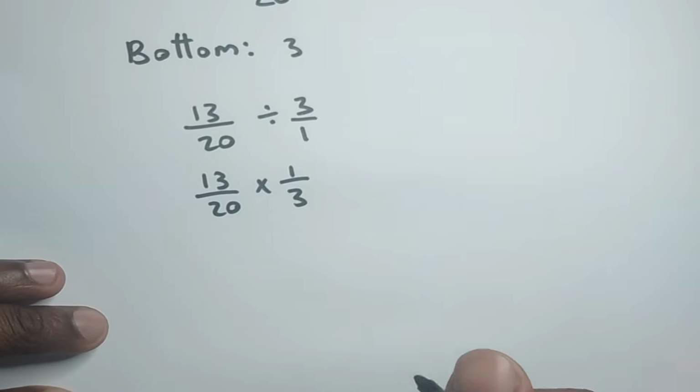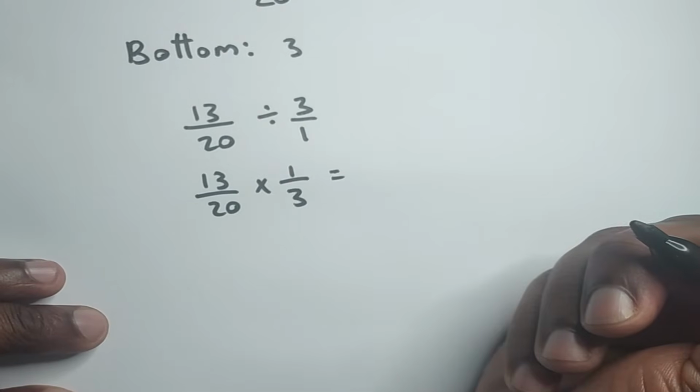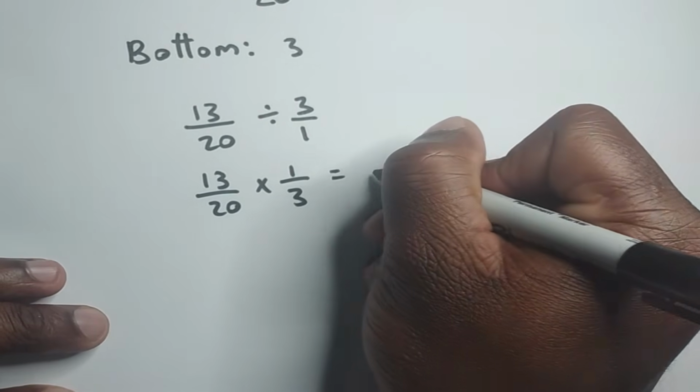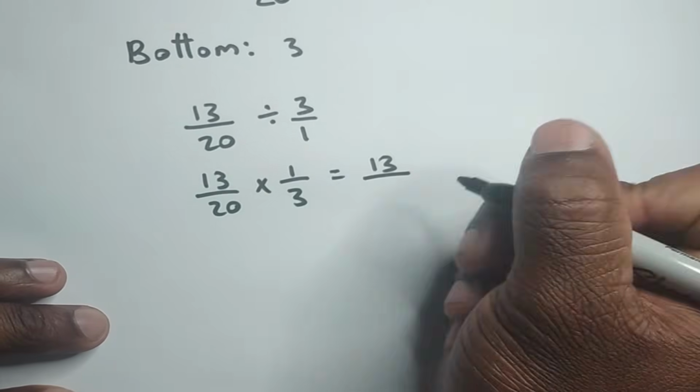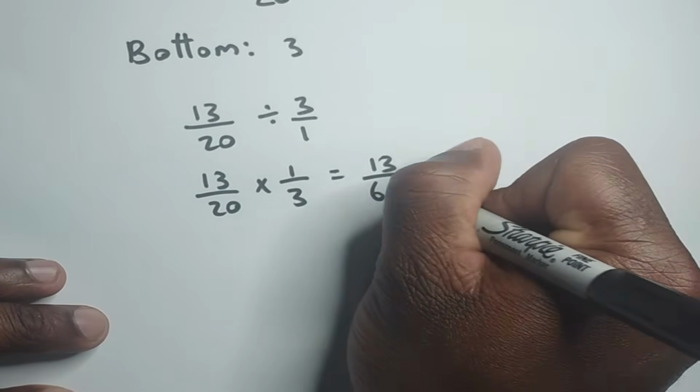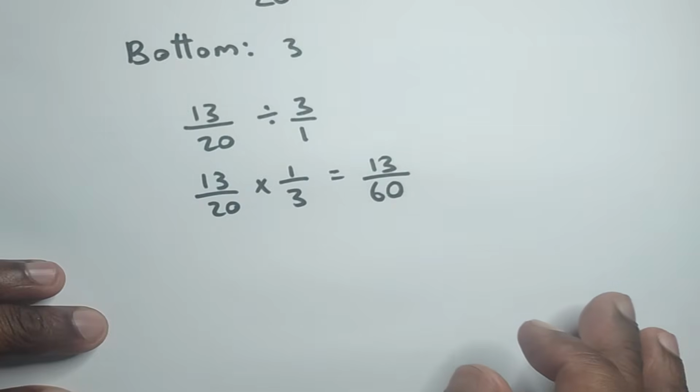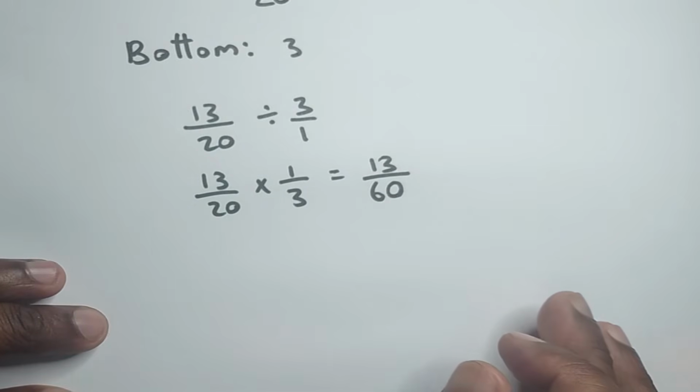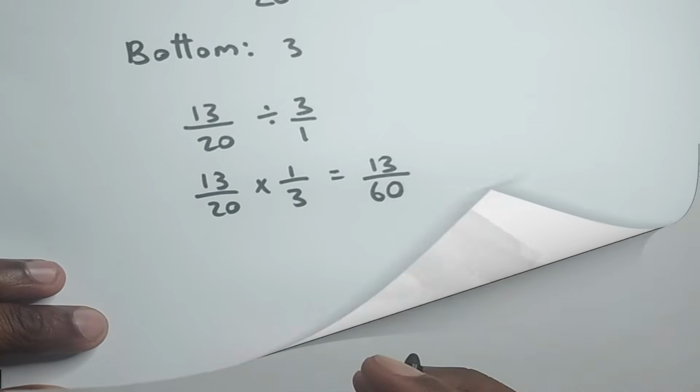Alright? And we can pretty much simplify this thing now. So 13 times 1, that's 13, over 20 times 3, that's 60. Alright? So this would have been the correct solution for this particular problem.